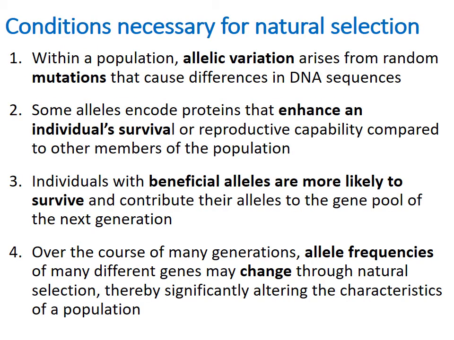So for natural selection to occur, a population has to have alleles that vary, and that variation arises from random mutations. Then some alleles encode for proteins that enhance an individual's survival or reproductive capacity compared to other members of that population. And then individuals with these beneficial alleles are more likely to survive and contribute their alleles to the gene pool of the next generation. And then over many generations, the allele frequencies of many different genes may change through natural selection, which would then alter the characteristics of that particular population.